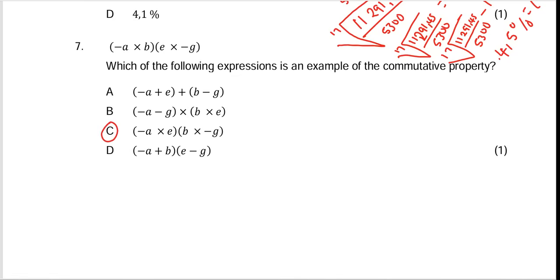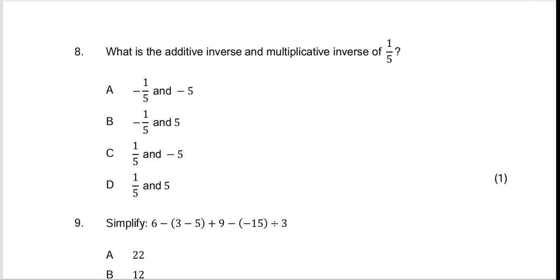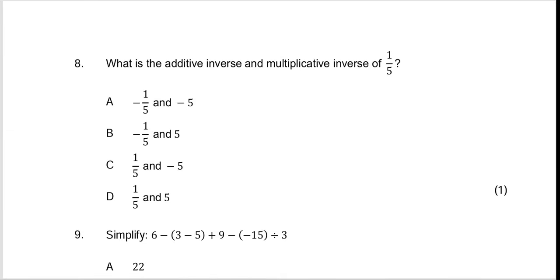Changing the order of factors, you can see. So changing the order of factors does not change the product. By changing the order of factors, you can simply see that it won't change the product. Okay, let's move to number 8. What is the additive inverse and the multiplicative inverse of 1 over 5?